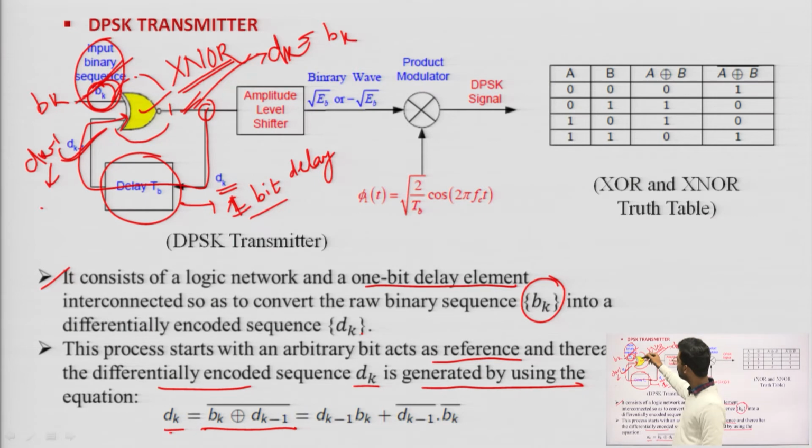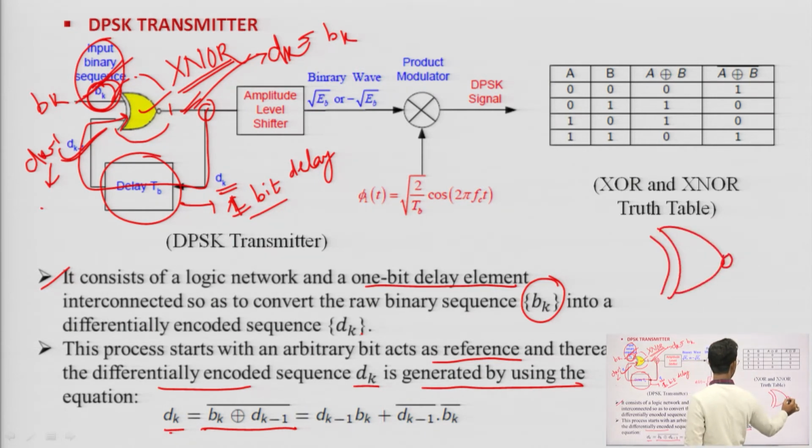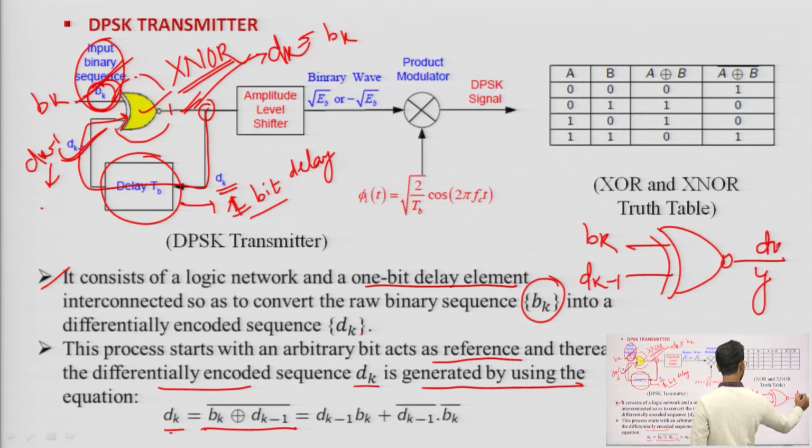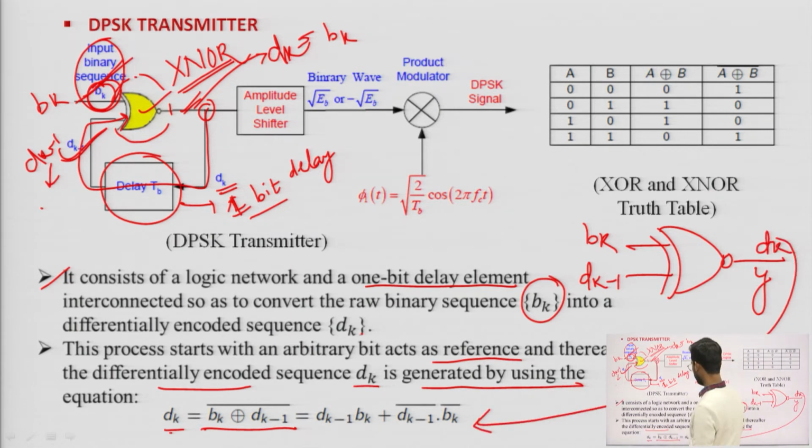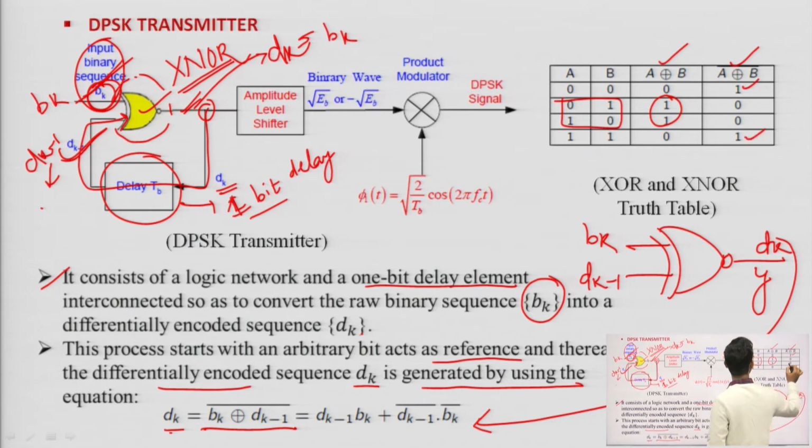This is simple. One XNOR gate is there, with inputs Bk and Dk minus 1, and the output is Dk. Dk equals Bk XNOR Dk minus 1, equal to Bk Dk minus 1 plus Bk bar Dk minus 1 bar. This is the XOR operation and this is the XNOR operation. XOR output is 1 when the inputs are different, and in the XNOR case the output is 1 if the inputs are the same. This is the truth table.